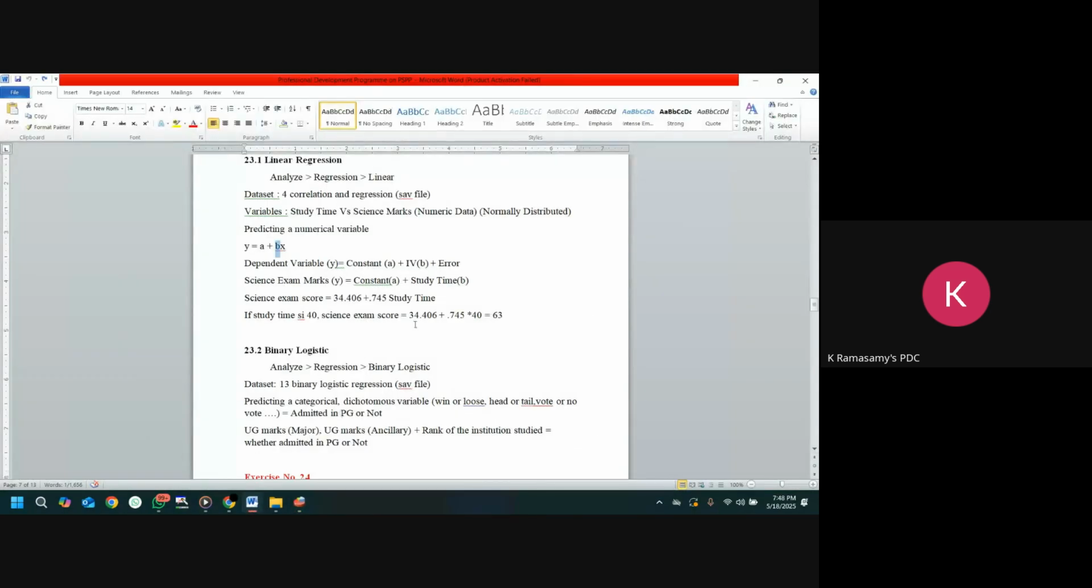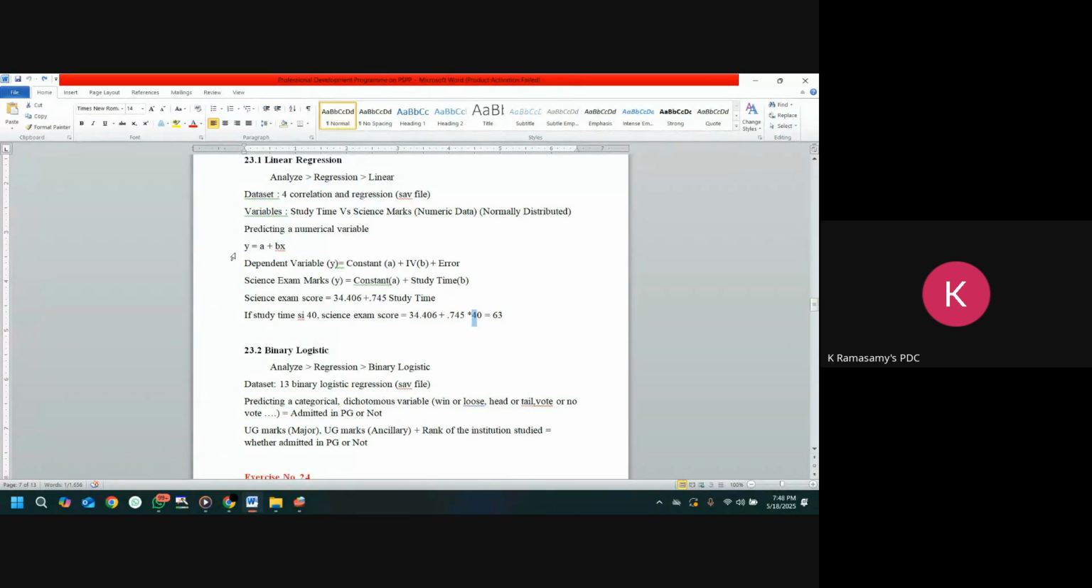Okay, fine. So let me go to my Word file. I'll show you. You can see here. For example, there is a student who spent 40 hours. I want to project how many science marks he may get if he spends 40 hours a week.